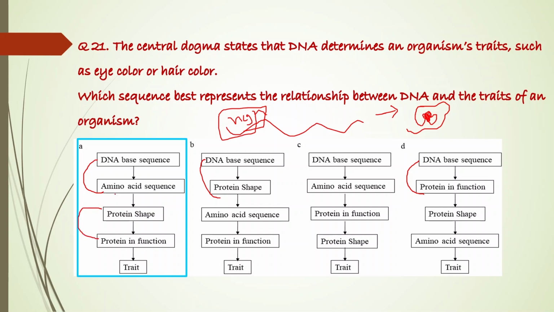So after the amino acid sequence, the protein will figure out how to fold itself to get minimized energy. Once it gets its shape, the job will be assigned to it, how it should function. And once it starts functioning, it will give our traits. Suppose we have fibrillar proteins like keratin for our hair, then we get our traits in our hair or our nails, etc. So the correct option for this question was option A. I hope this is clear to you. Moving to the next one.